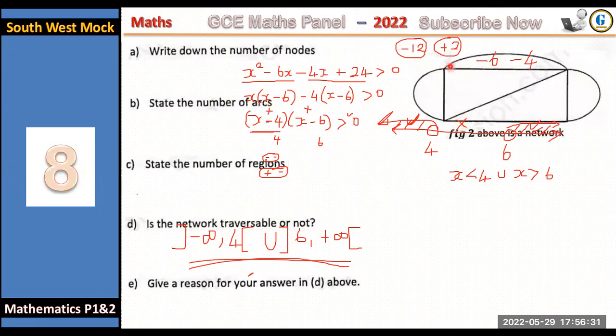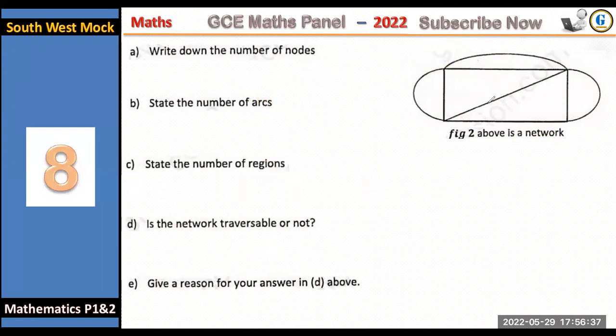Question 8. So question 8 reads, write down the number of nodes. So this is a network. On this network, they want us to write down the number of nodes. Nodes are just endpoints or meeting points of 2 or more arcs. So this is a node, node number 1, node number 2, node number 3, and node number 4. So how many nodes are there? 4.